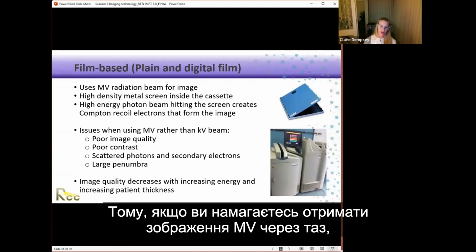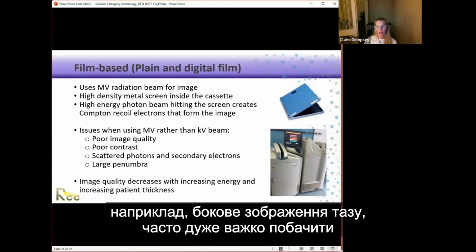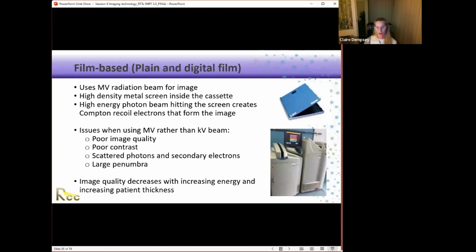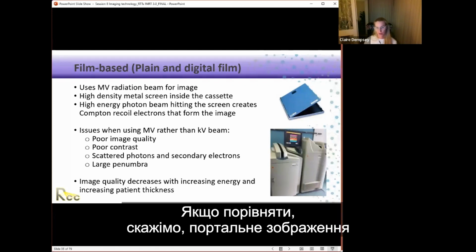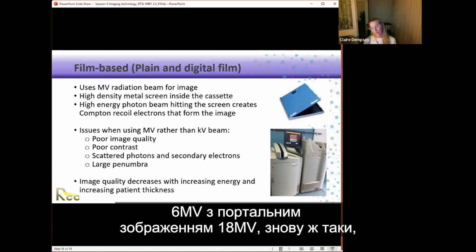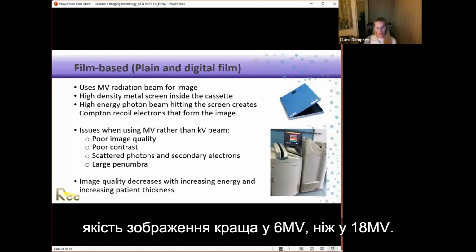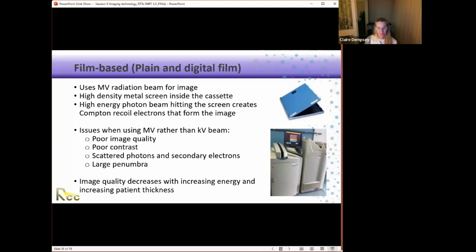So if you're trying to get an MV image through a pelvis, like a lateral pelvis image, often it's really difficult to see an awful lot of information. And if you compare, say, a 6 MV portal image to an 18 MV portal image, again, the image quality is better with the 6 than the 18.